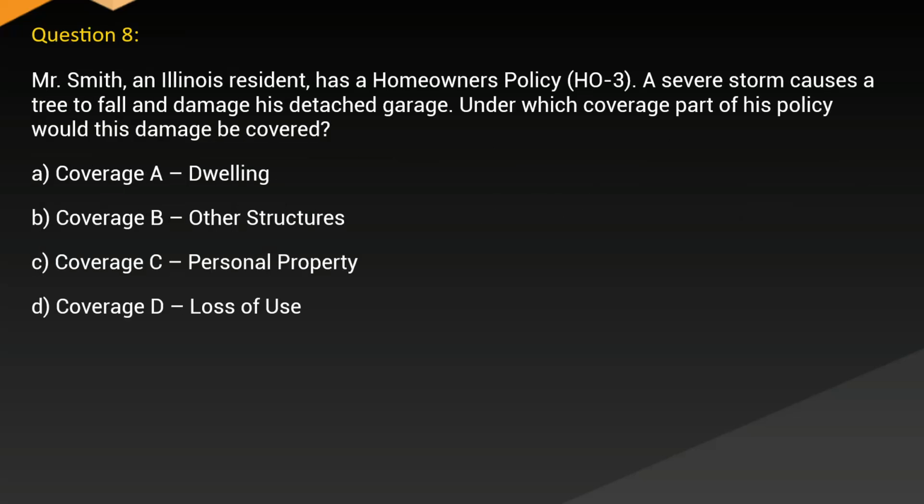Question 8. Mr. Smith, an Illinois resident, has a homeowner's policy at Hoffrey. A severe storm causes a tree to fall and damages his detached garage. Under which coverage part of his policy would this damage be covered? A. Coverage A, Dwelling. B. Coverage B, Other structures. C. Coverage C, Personal property. D. Coverage D, Loss of use.